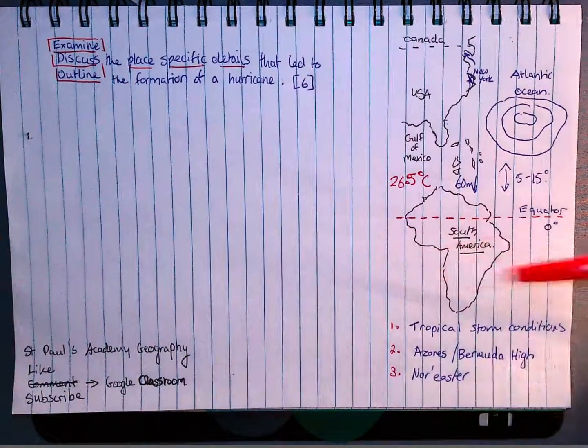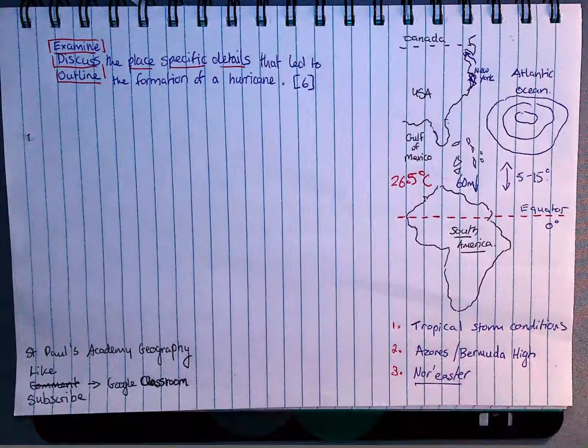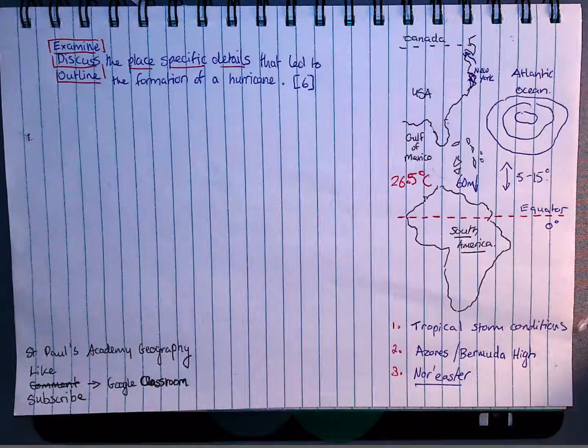Okay, so I've done my best to draw a map here of all of the unique conditions. I'm also going to be adding to that map a little bit when we talk about the nor'easter down here, because I think that one is one of the most challenging concepts in geography. So let's get straight into it. We need 3 unique conditions to talk about for the Hurricane Sandy formation.